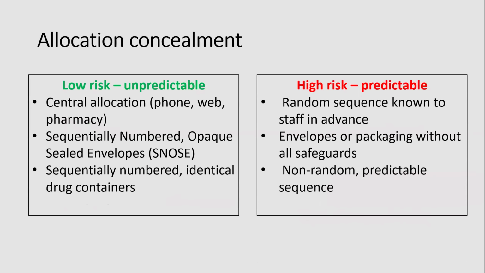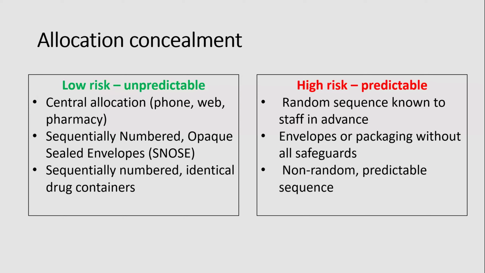Now when will we say it is low risk? Suppose they have mentioned that allocation concealment was done by a phone method, web method, or any pharmacy method, then we will say it is allocation concealment, because it was not done by the researcher, it was done by someone else. Or else you can also use the SNOSE method, that is, sequentially numbered opaque sealed envelopes and sequentially numbered identical drug containers. If those methods have been used, you can rate these studies as low risk of bias.